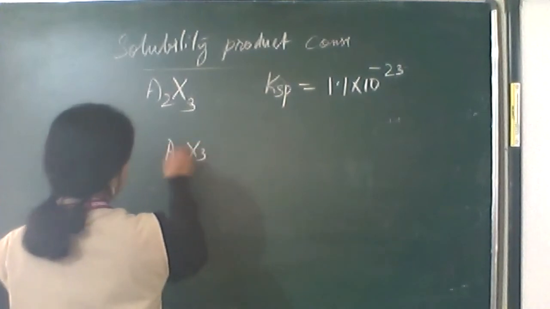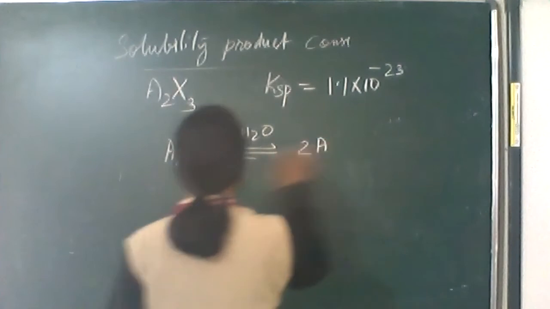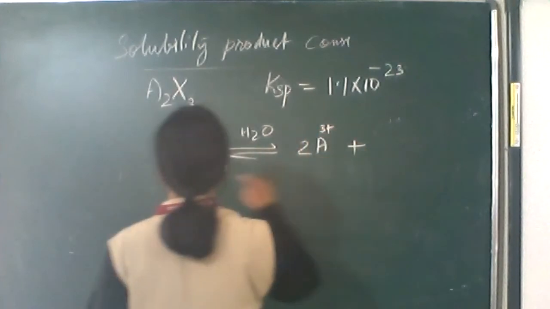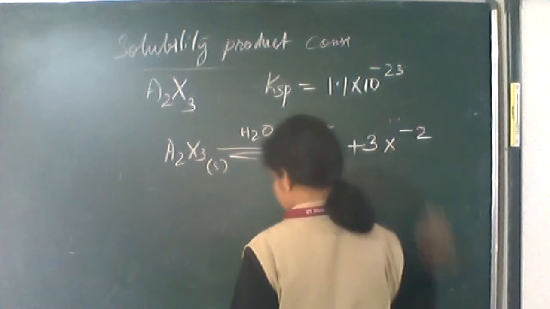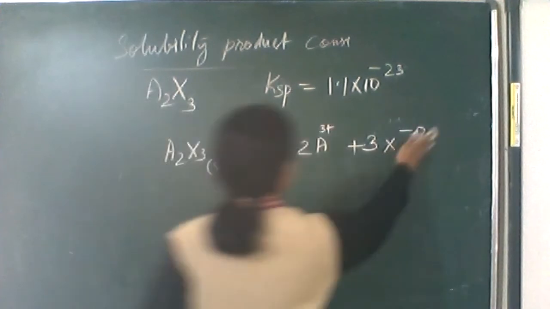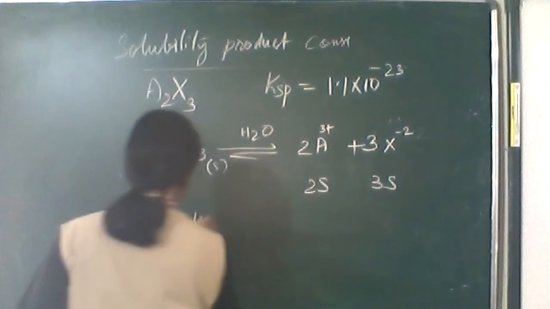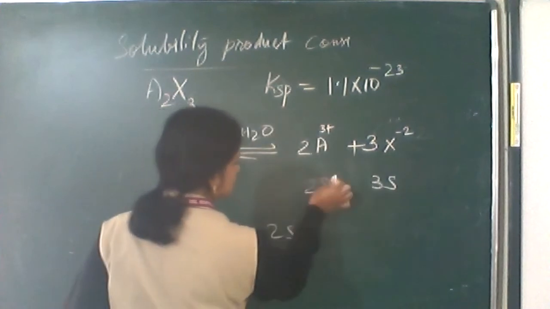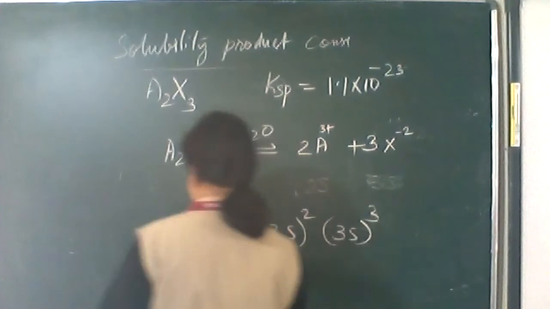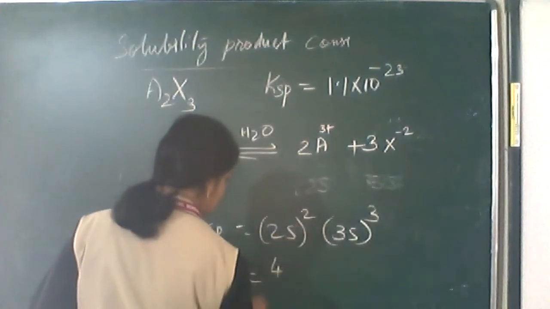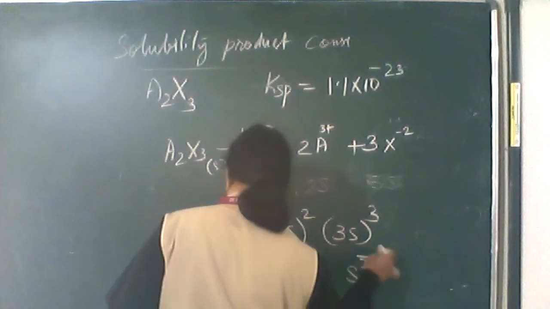So A2X3 in water changes to twice A, whose value is 3 plus, and thrice X, whose value is minus 2. So this is 2S, this is 3S. So Ksp is equal to 2S, this is the consideration, raised to 2, into 3S to the power 3, which is equal to 2 square, 4 into 27 into S to the power 5.